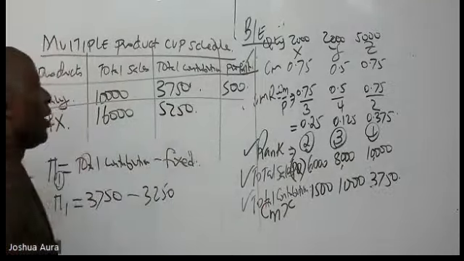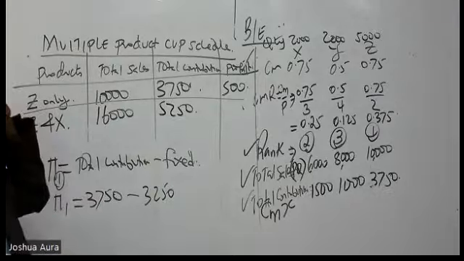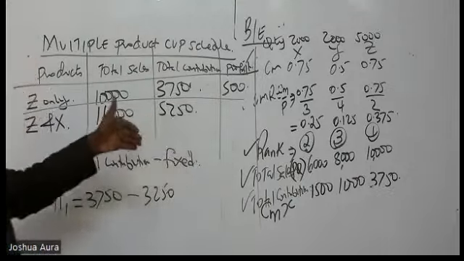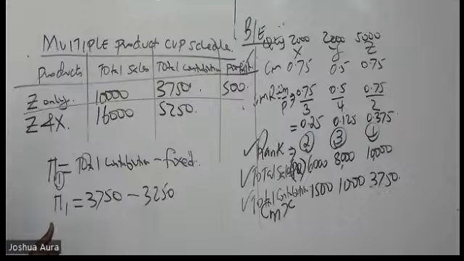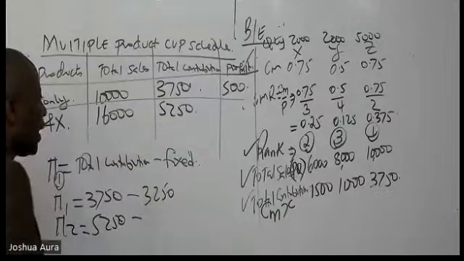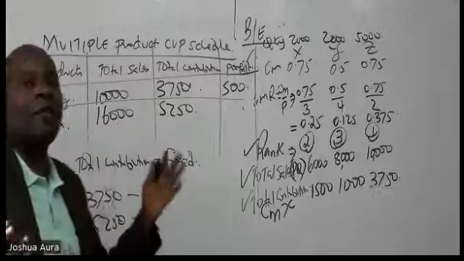Thank you very much. Ladies and gentlemen, after that, I would want you guys to go ahead and really give me the profit now to be generated. We know how profit is calculated. To get profit, second profit, I'll take total contribution, which is 5250 minus the fixed cost.